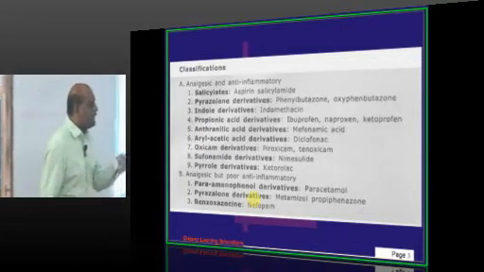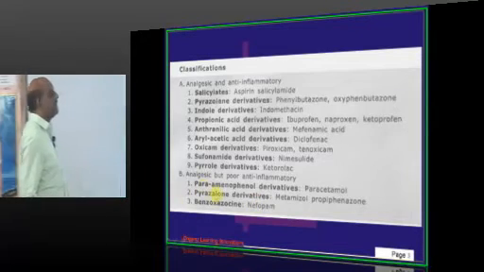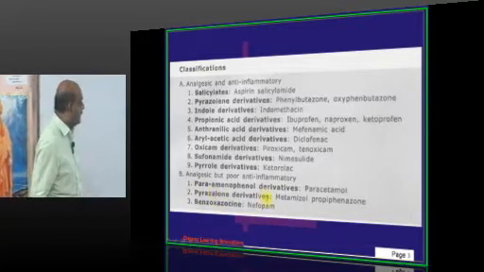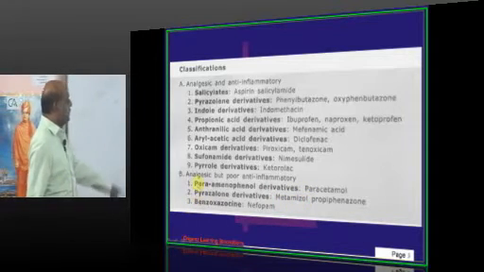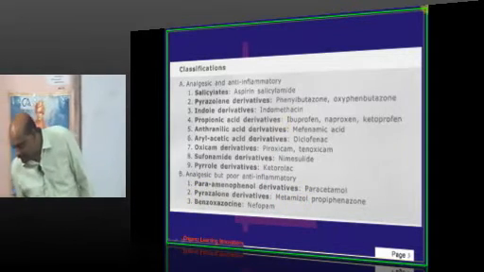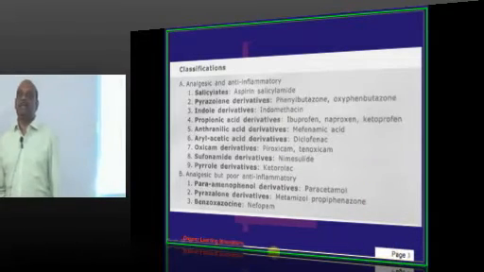Does paracetamol have any anti-inflammatory action? No. Only it has analgesic. Analgesic means pain relieving action. Similarly, metamizole is another drug which is also analgesic but has a poor anti-inflammatory action.